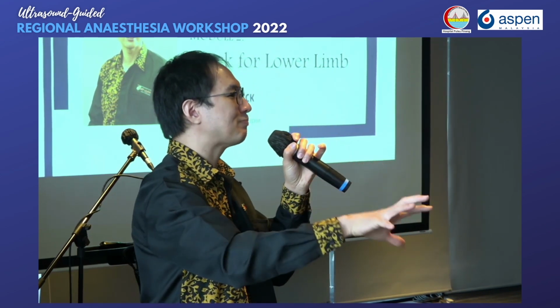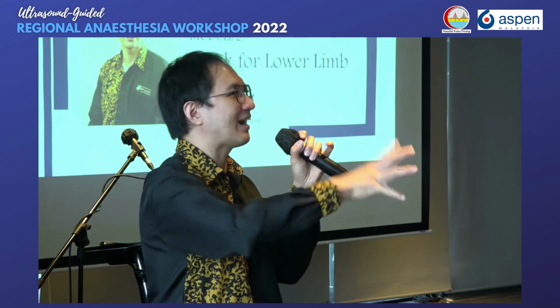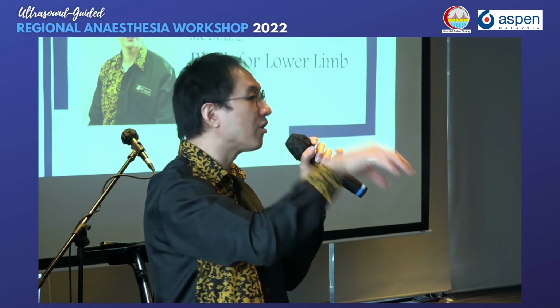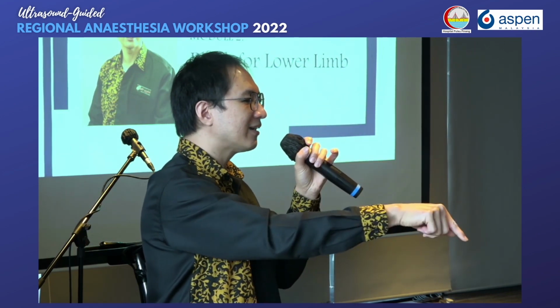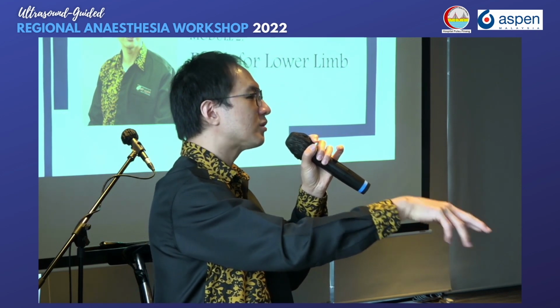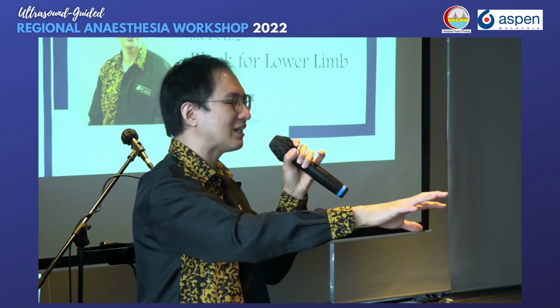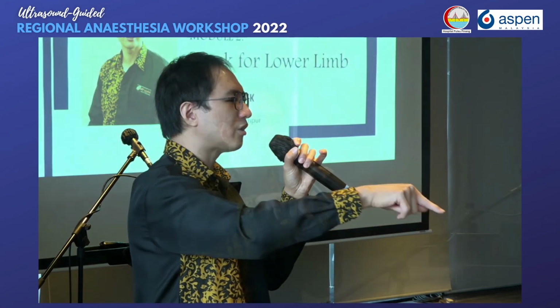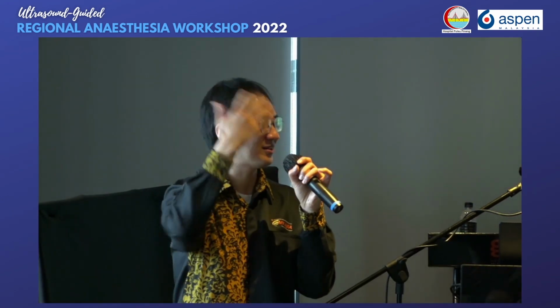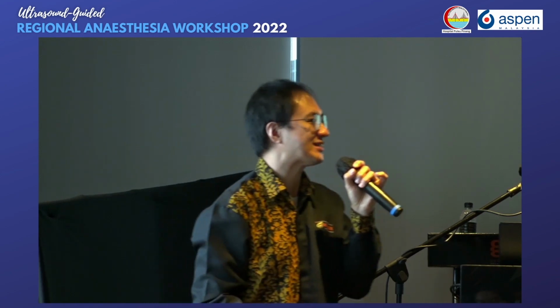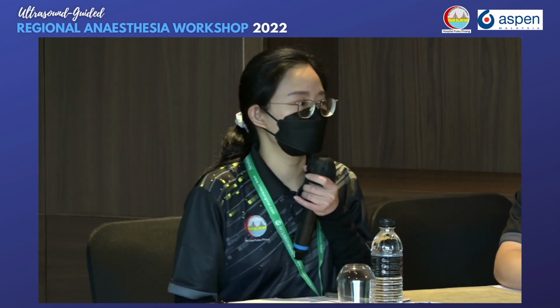But that space is quite a large space. So you don't deposit all your LA in one space. So you place your needle tip roughly 2 cm beyond the artery, and as you withdraw, you give the LA to spread the LA in that space. Yeah. I hope that answers the question. Okay, any other questions from the floor?